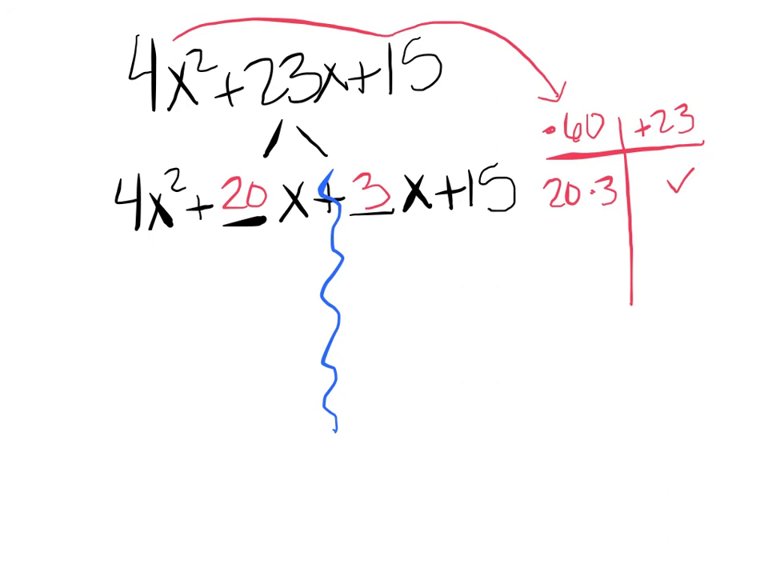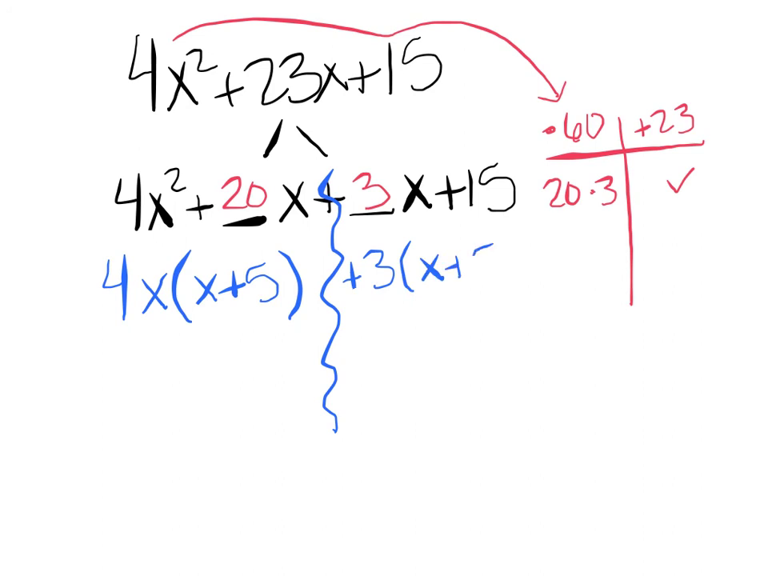We are grouping. So 4x squared plus 20x. 4. Yeah, that's the greatest common number, but they also have an x in common. So when we divide that out, we're going to be left with x plus 5. Now we look at the other 2. 3x and 15. There's a 3 I can factor out of that, and we're left with x plus 5.